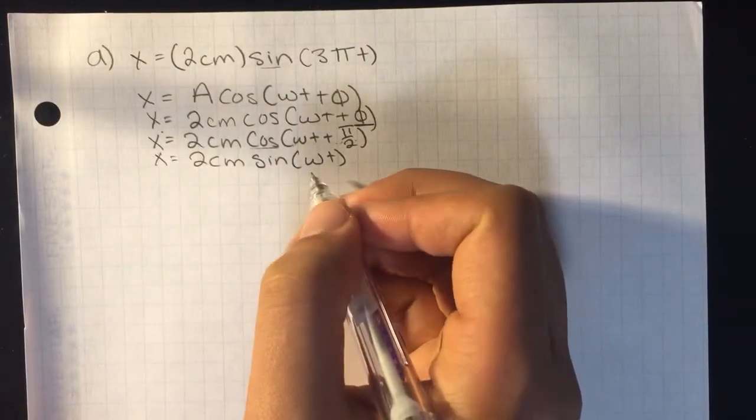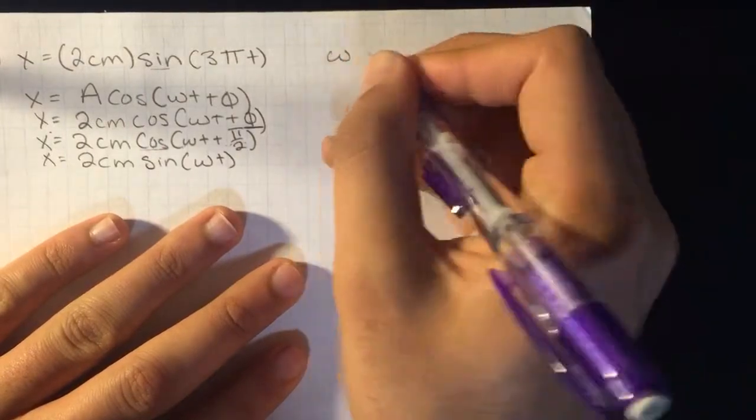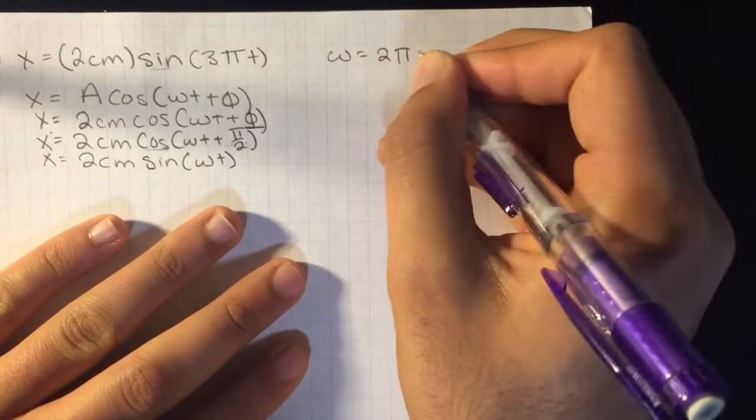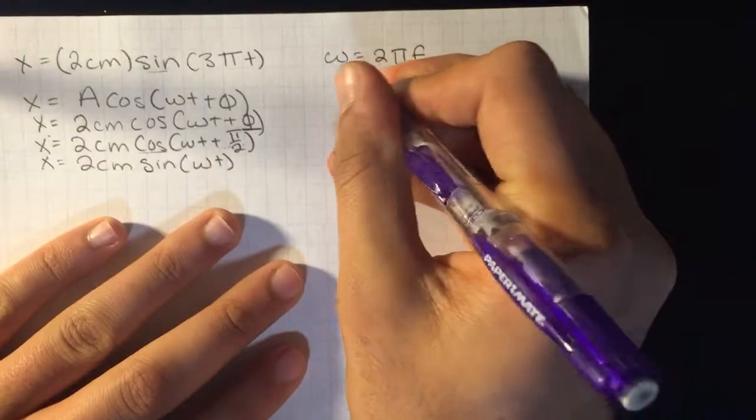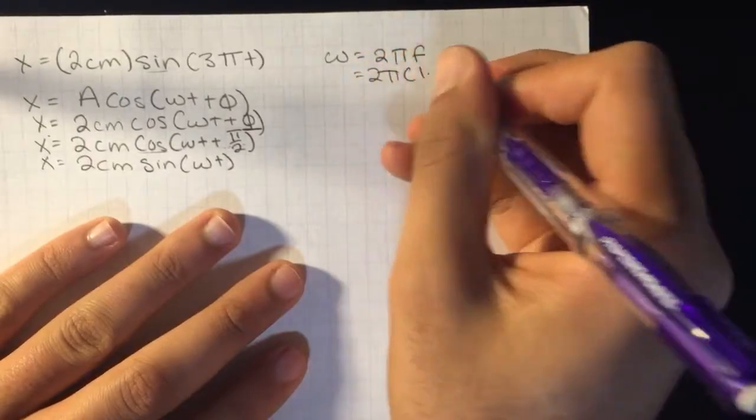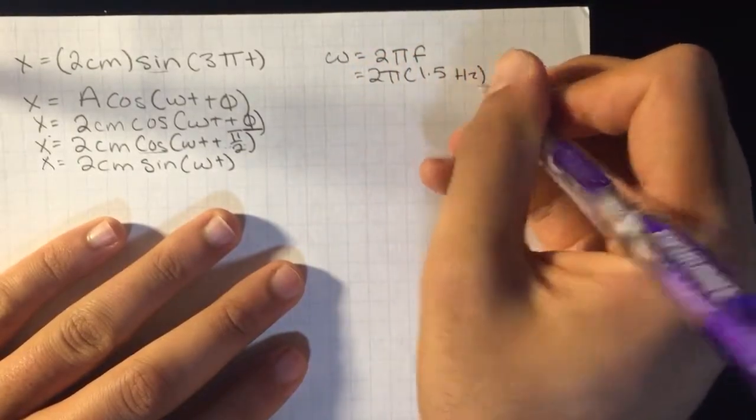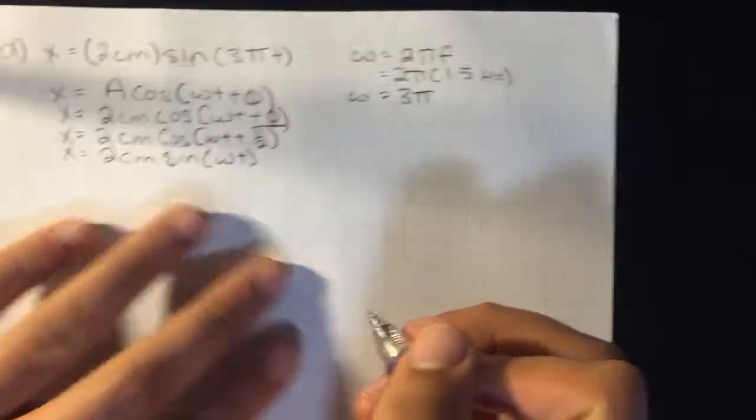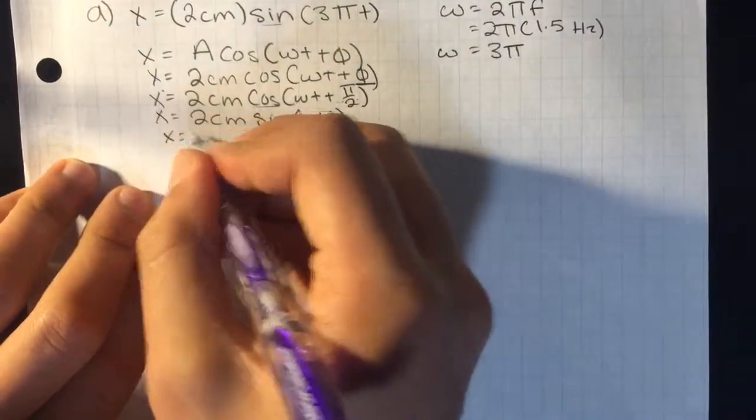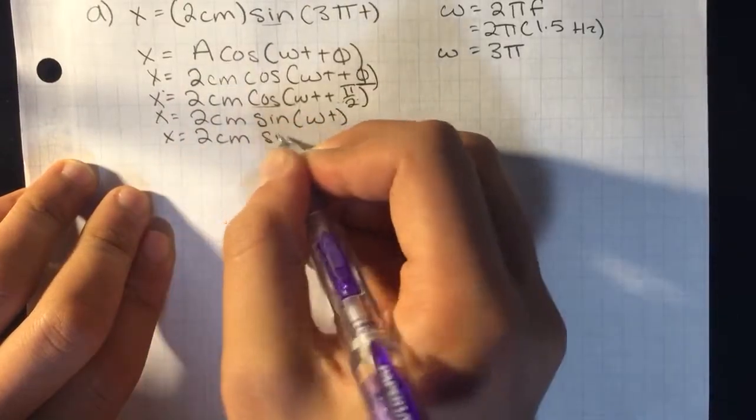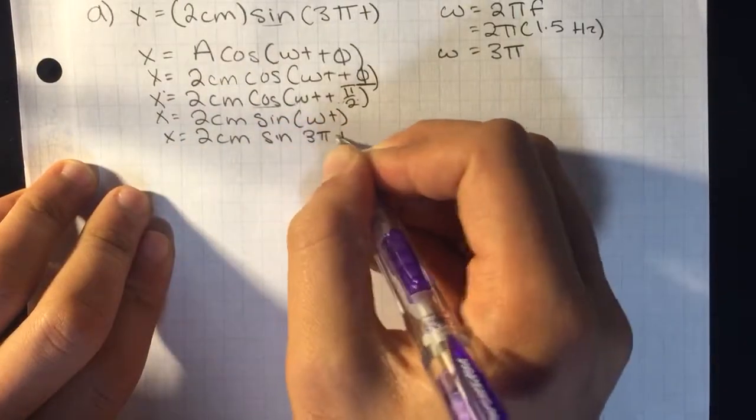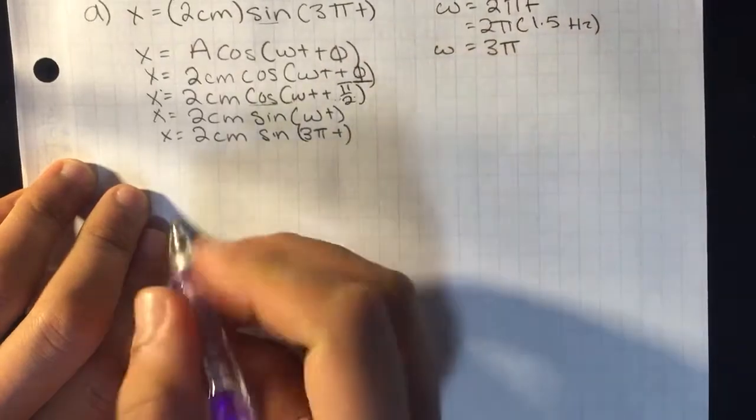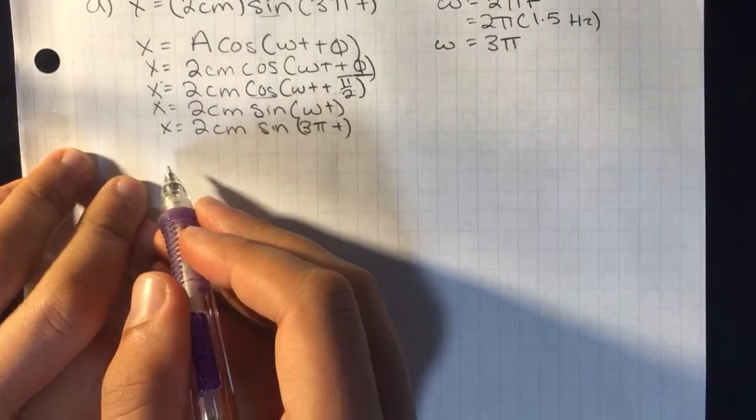And then lastly, we're given the frequency. So we know that omega equals 2 pi times the frequency. That's 2 times pi times 1.5 hertz, so omega is going to be 3 pi. So x equals 2 centimeters sine 3 pi t. Okay, so we got part A done.